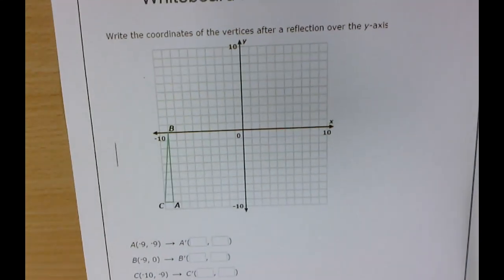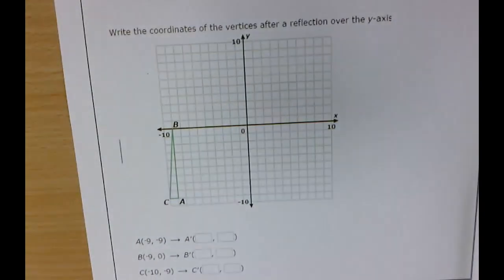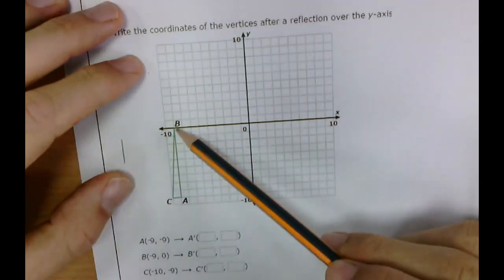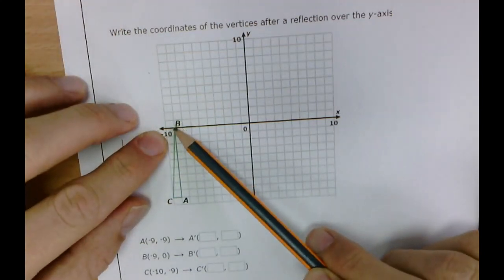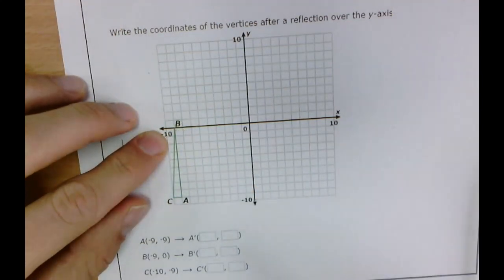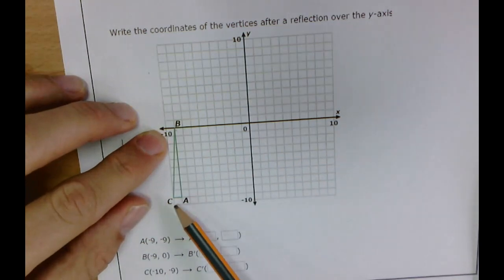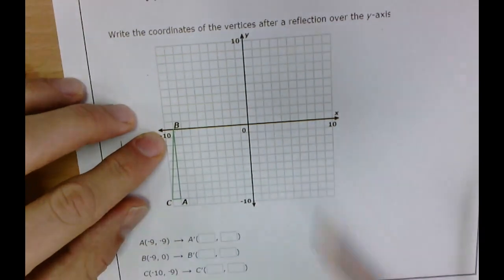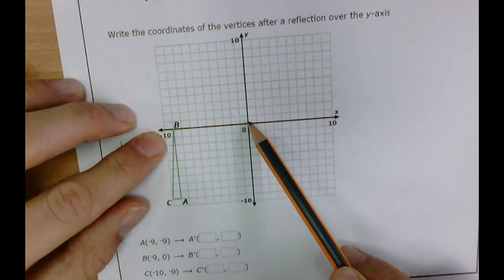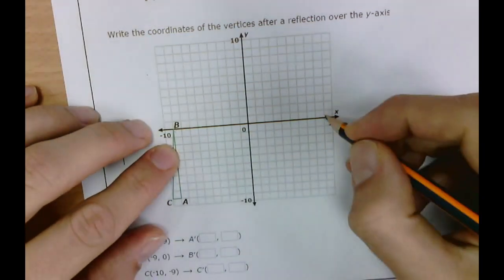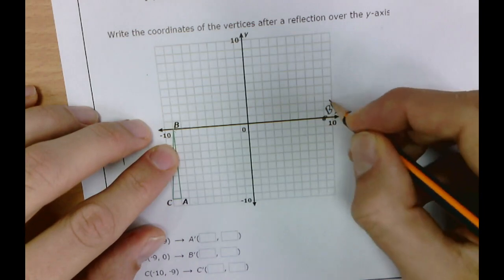I have one more example I'd like to go over with you today. And that's reflecting an image over the y-axis. So I'll put my pencil right on B here. And I want you to think about what's going to happen to points C and A as we reflect it over the y-axis. So B is 9 points over, and then I'll count 9 this way. And I'll label it B prime.